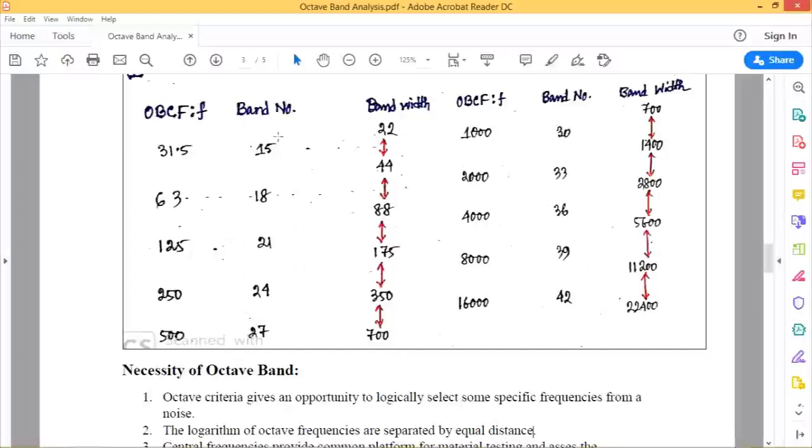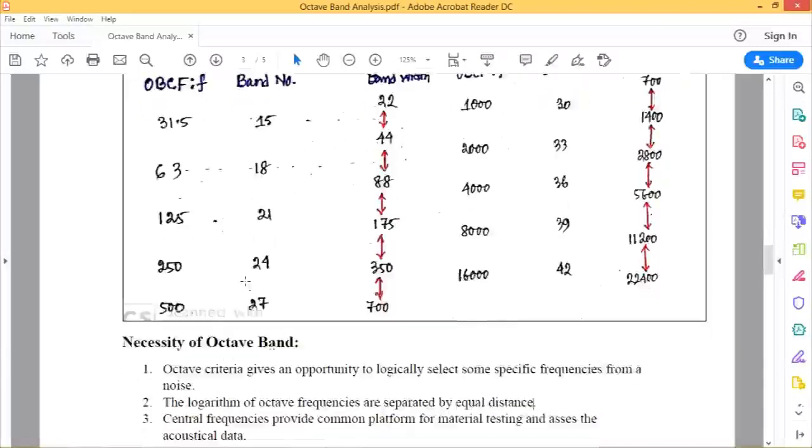Now these band numbers are separated by a constant distance of 3. 15 to 18 is 3, 18 to 21 is 3, 21 to 24 is 3. So all the band numbers, that is the logarithmic values of octave central frequencies, will give you a series maintaining a uniform spacing of 3.